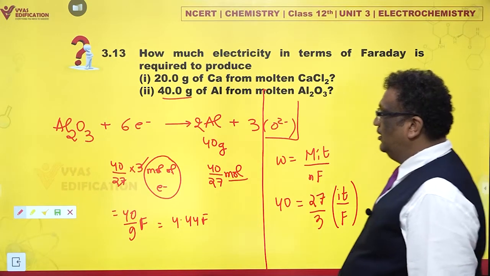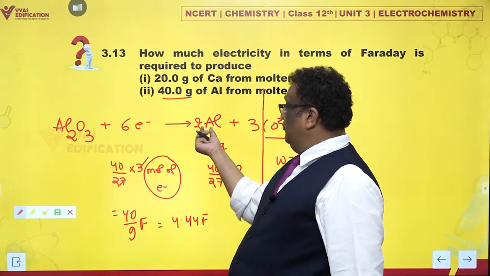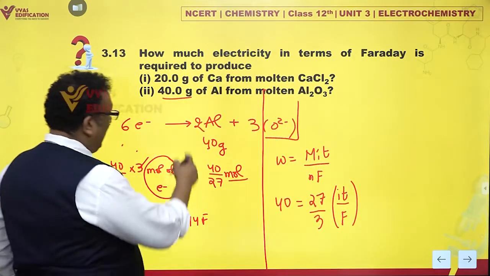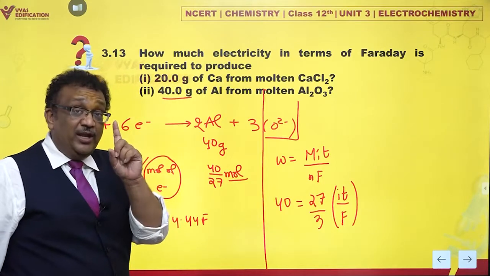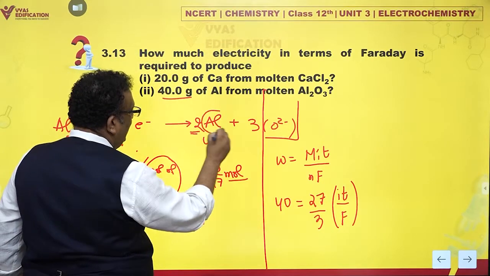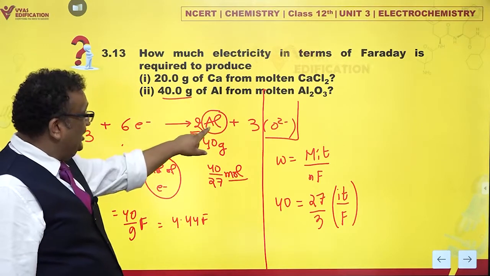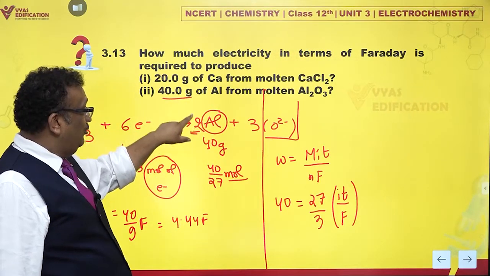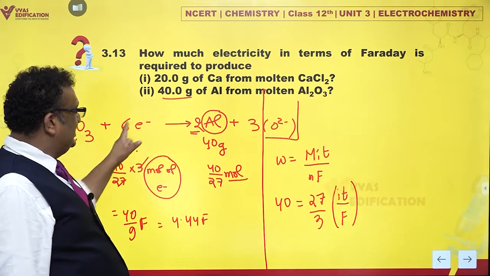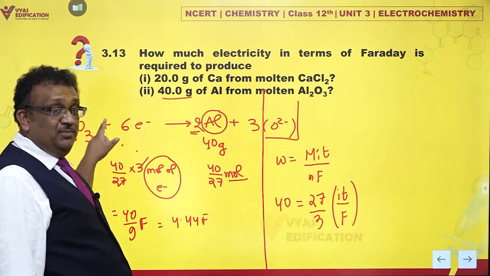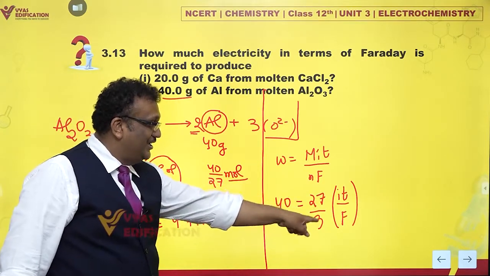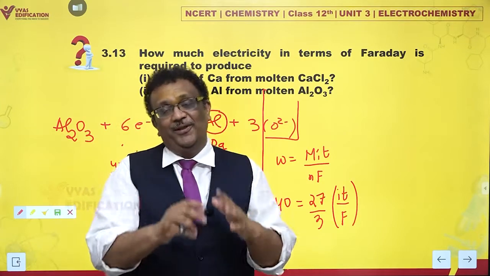Why 3? With 1 aluminium, you need 3 electrons. Please remember, I am giving you a very good tip: if you are calculating n for aluminium, then change the coefficient of aluminium to 1. With 2 it is 6. If it is 1, this would become 6 divided by 2, which is 3. And that is why we are taking the value of n as 3.